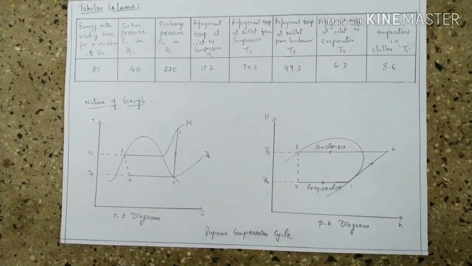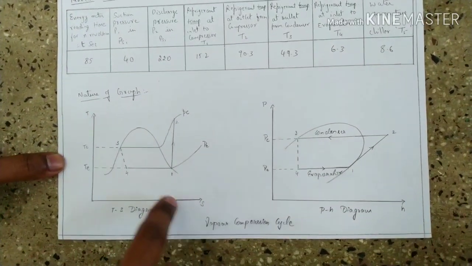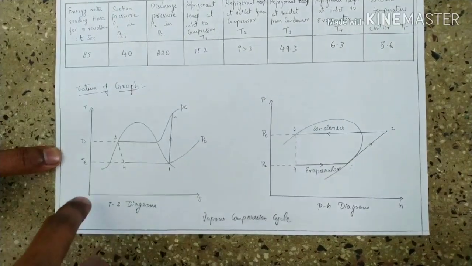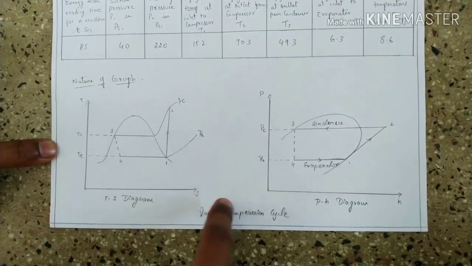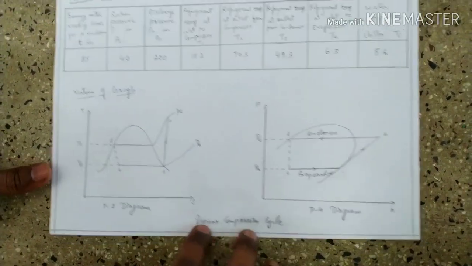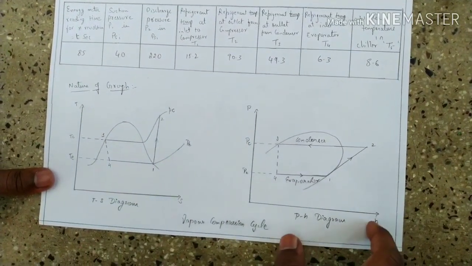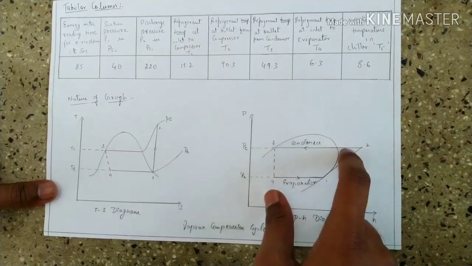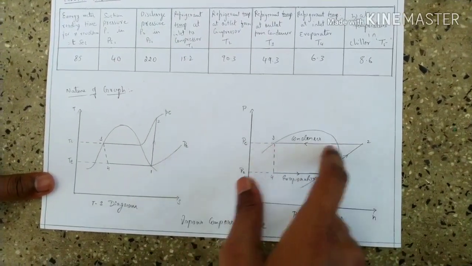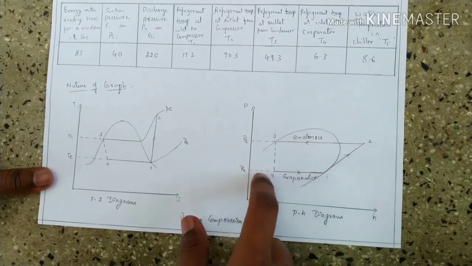Here we have the nature of graph. This is the nature of graph in TS, in which the y-axis we represent by T, and the x-axis we represent by S. This is the TS diagram, and this is the PH diagram, where the y-axis is represented by P and the x-axis is represented by H. And here on this line we get the condenser temperature and pressure, and this is the evaporator.